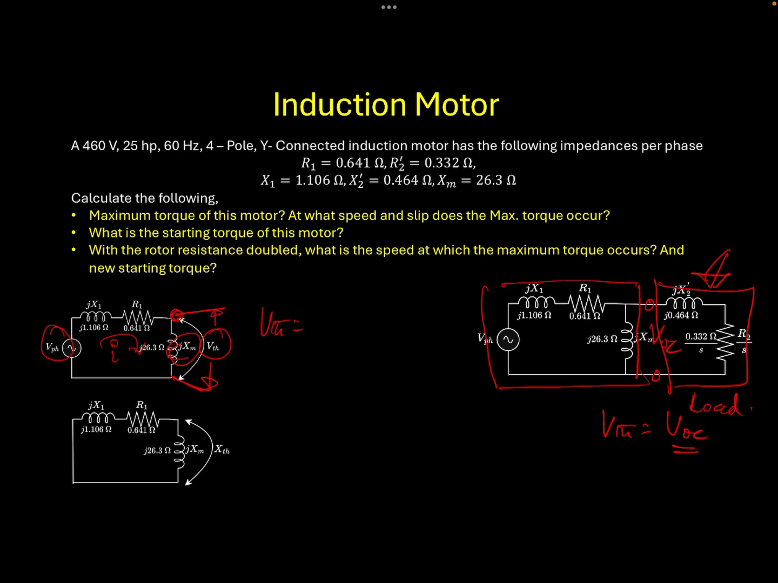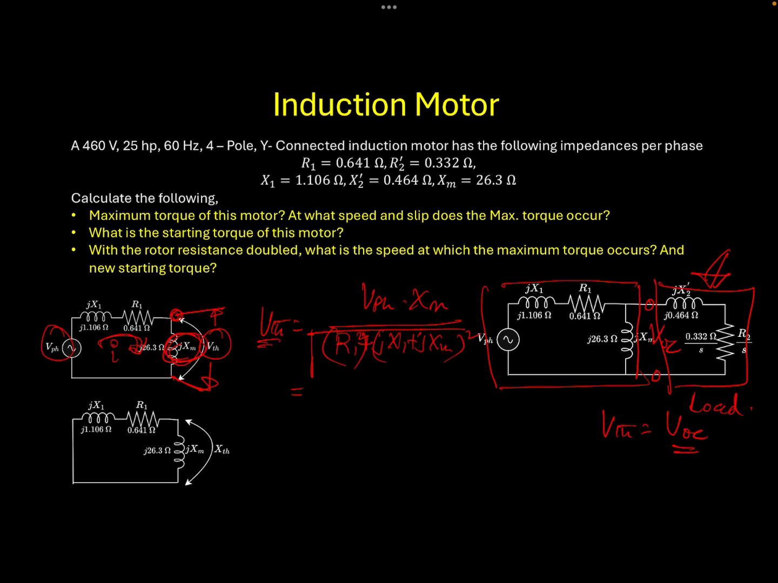Now the current flowing in the circuit is V phase upon the total impedance, that is nothing but R1 plus jX1 plus jXm. So this is the value of the impedance. As we want to know the magnitude of V Thevenin, you can take the square root of the real part squared plus the imaginary part squared. This will give us the value of the current, and multiply that with Xm, then we will be able to get the Thevenin equivalent voltage. So simply we are calculating the current that is flowing in the circuit and multiplying that with the value of Xm.